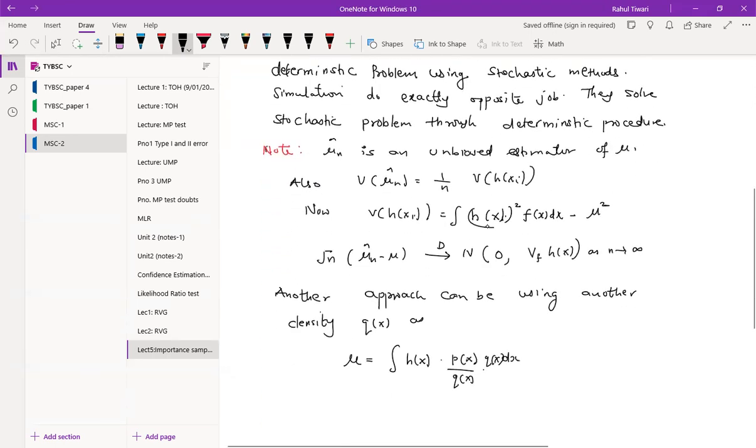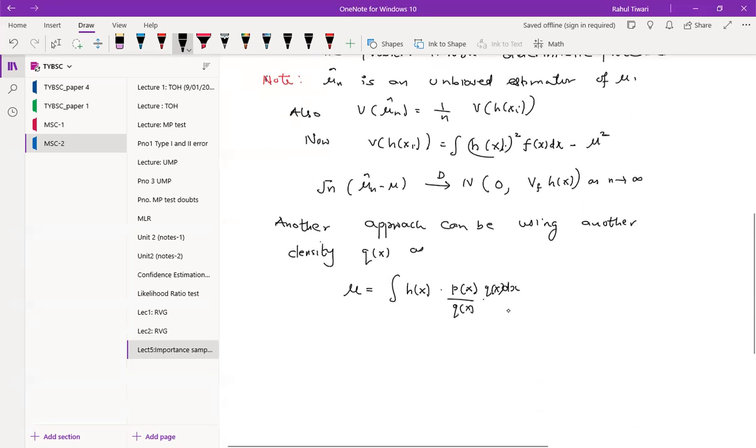So we have to introduce some other sampling, some other method or approach where we can get the answers. That's why importance sampling comes into the picture, and that's why we have introduced q of x here. Now, what is q of x?